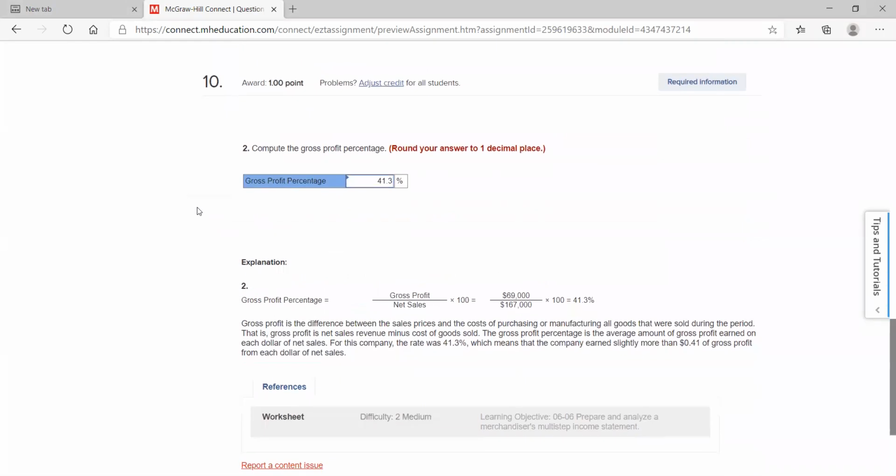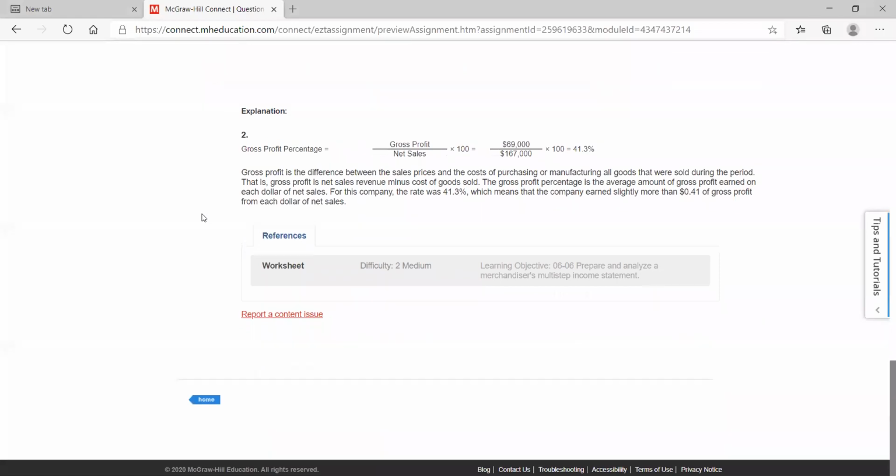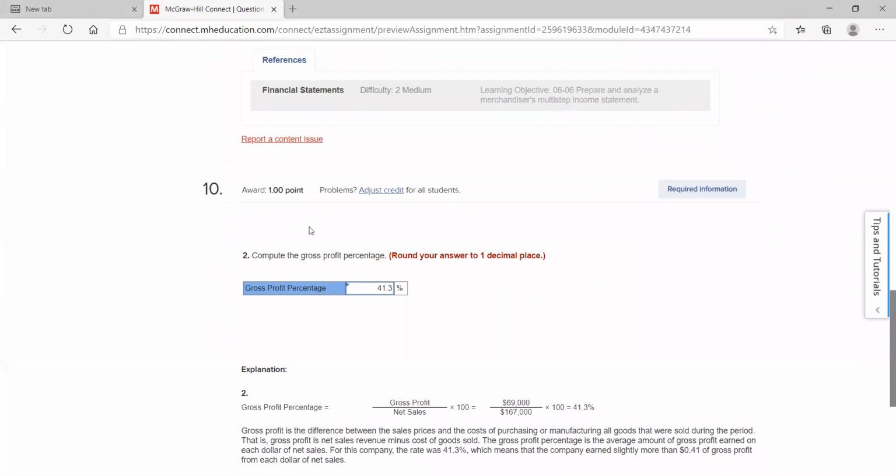And then they want the gross profit percentage, which again, we've done a few times at this point, which is your gross profit divided by your sales. You get about 41.3%. And I believe on this one, that is it. So that's my final comments on your chapter 6 homework.